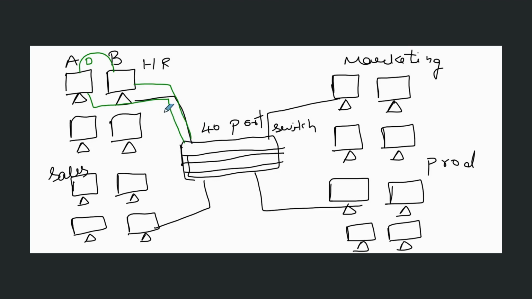So it is traveling to the HR, marketing, sales and production departments, asking who is the B device. Due to that, unnecessary traffic will happen. This is called a single broadcast domain, so unnecessary traffic is happening.